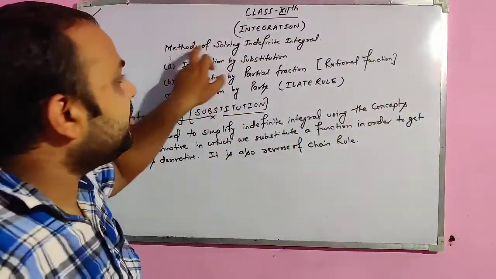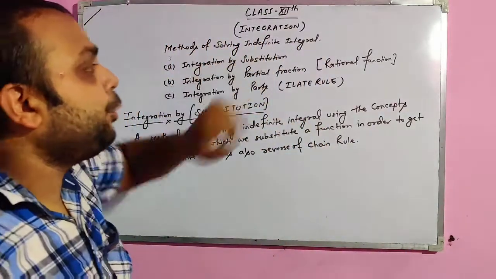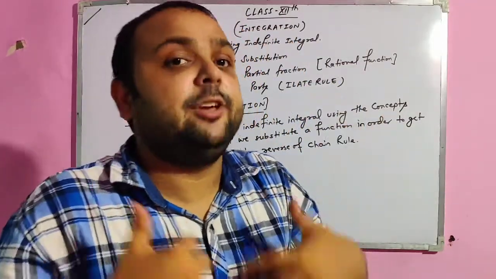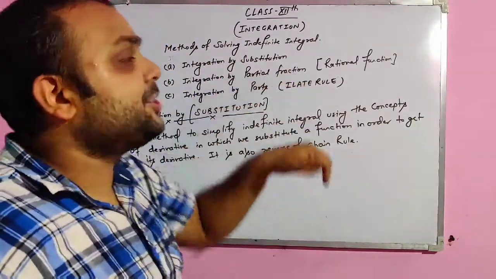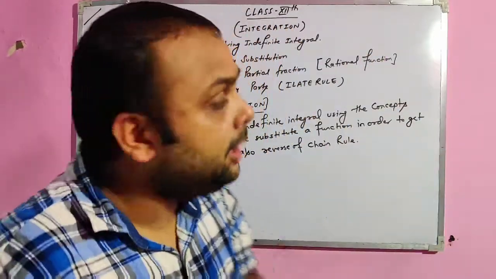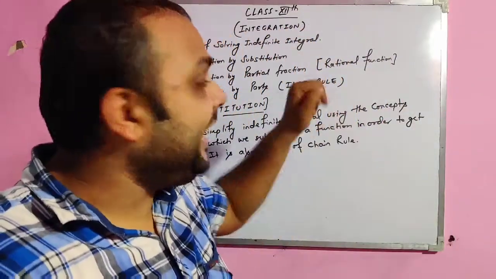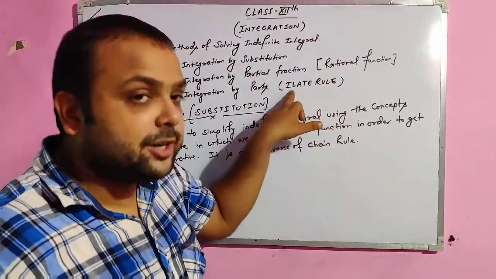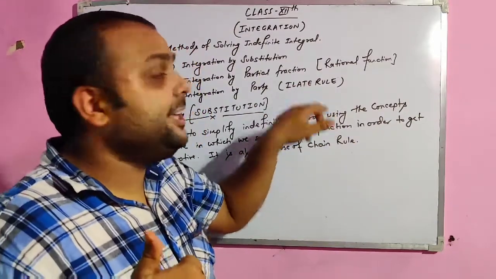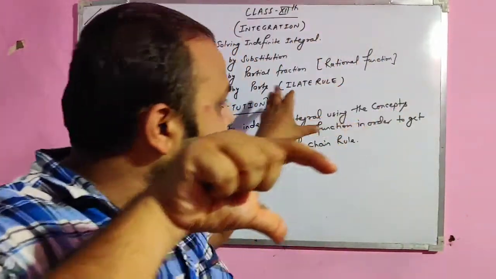Now there are three methods of solving indefinite integrals. The first is integration by substitution, which is the most important and the easiest method. Second, integration by partial fractions, which we use for a rational function of the form p(x) upon g(x). And third, integration by parts, which is the most important topic, using the ILATE rule. I stands for inverse trigonometry, L for logarithm, A for algebra, T for trigonometry, and E for exponential. All these are in series, in order, in descending order.